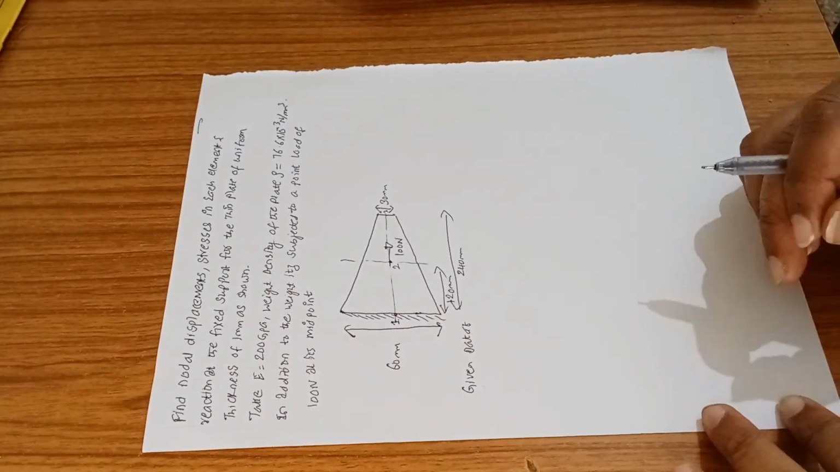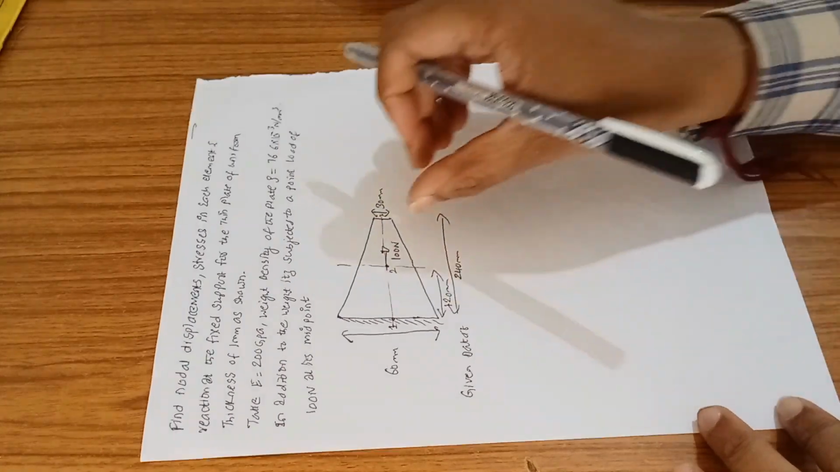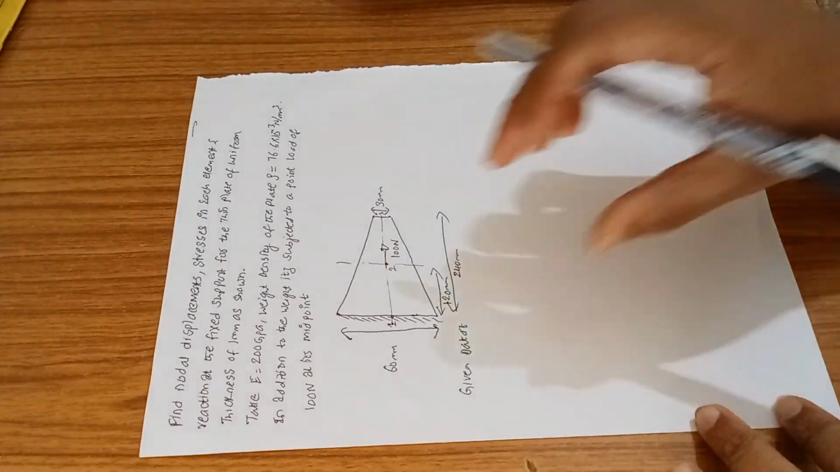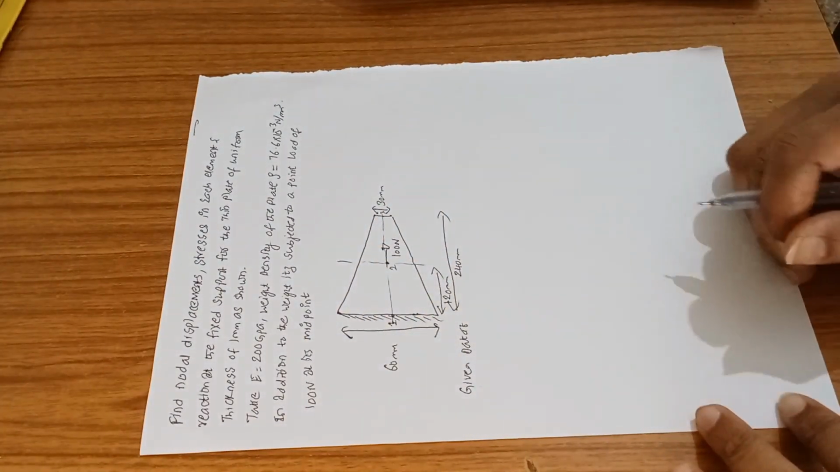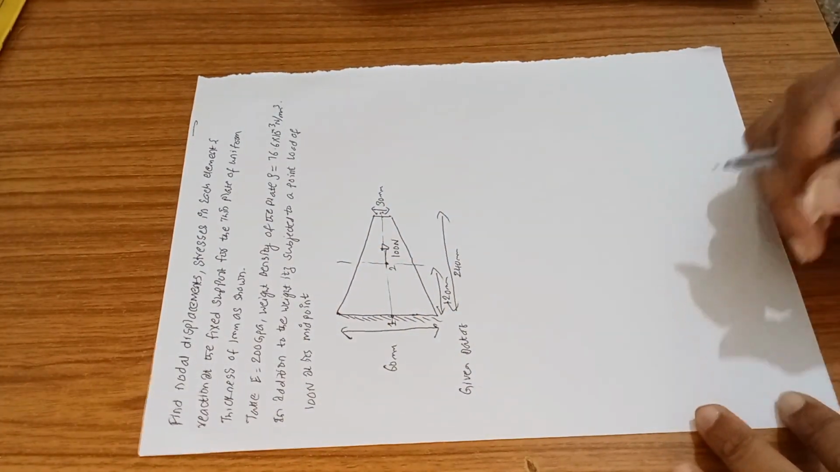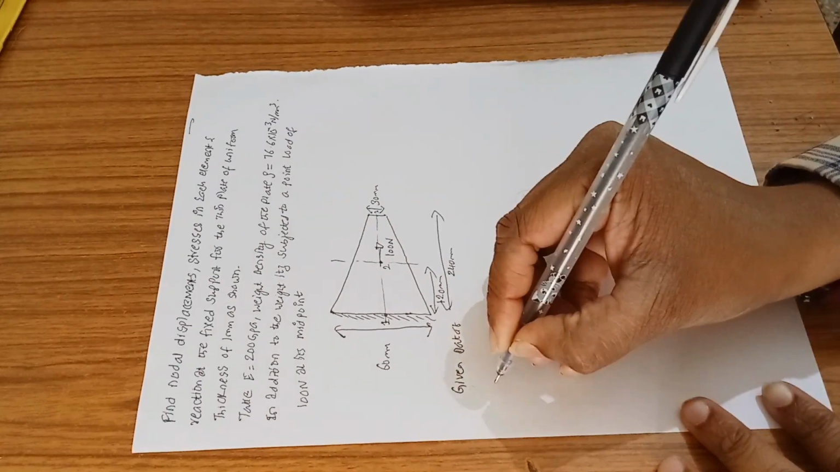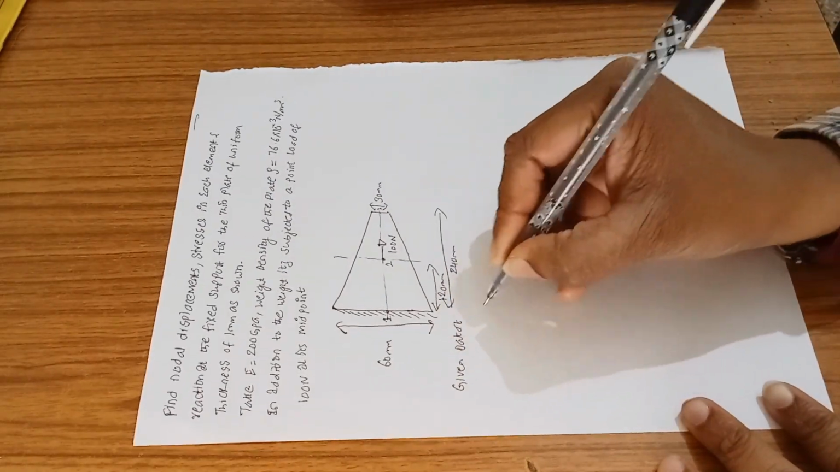So previously we have solved stepped bars and also bars with distance gap problems. Compared to that, this is a different one, a tapered bar, and this tapered bar problem has to be converted into a stepped bar. So that is the first step whatever we are going to do. And first, let's try to write the given data.